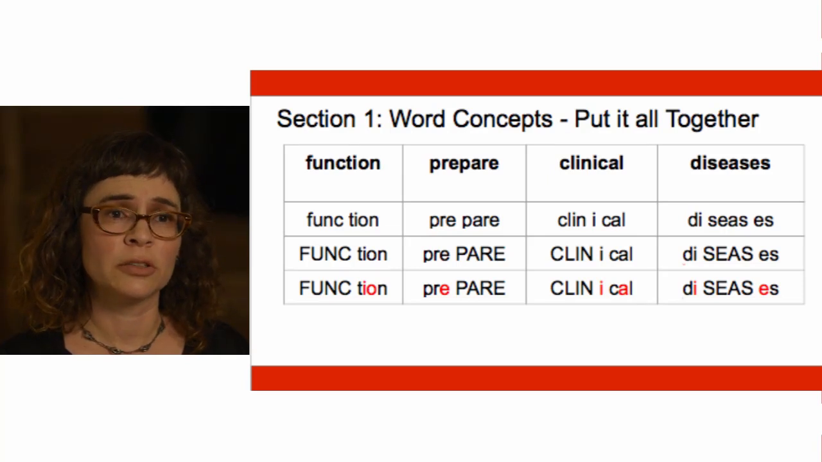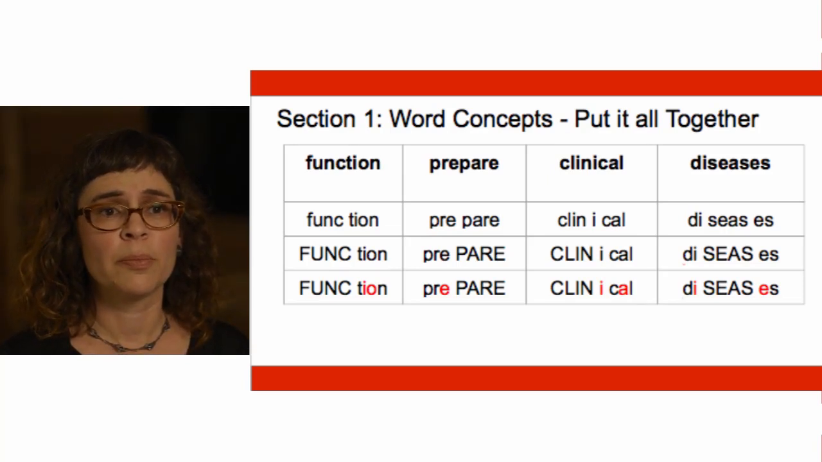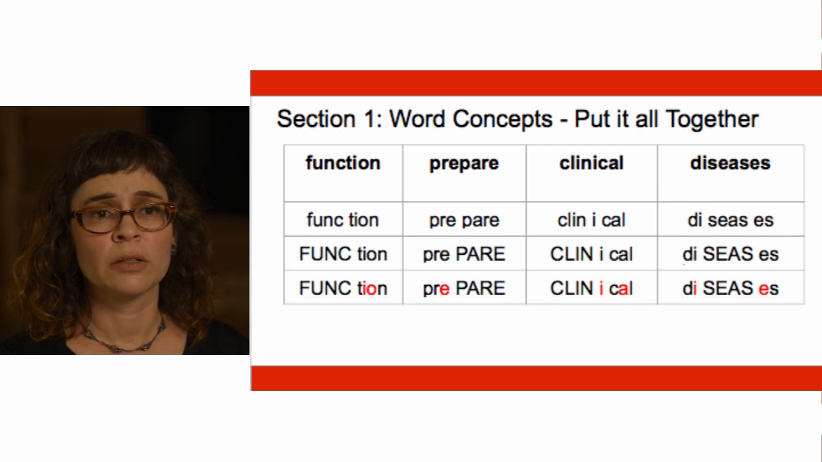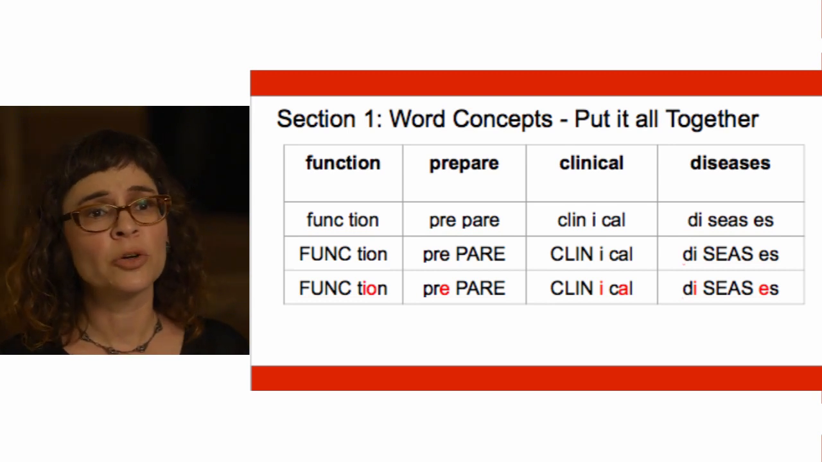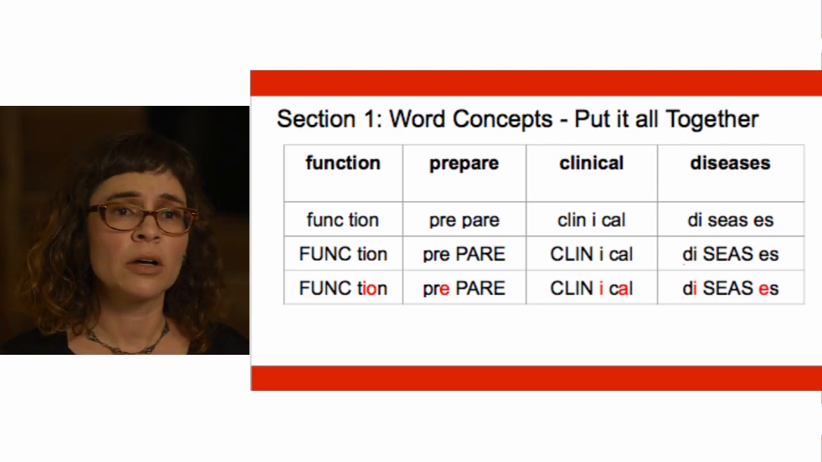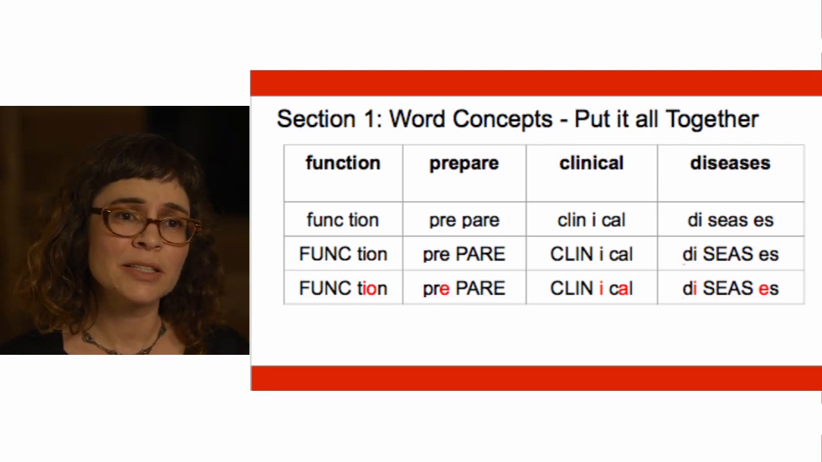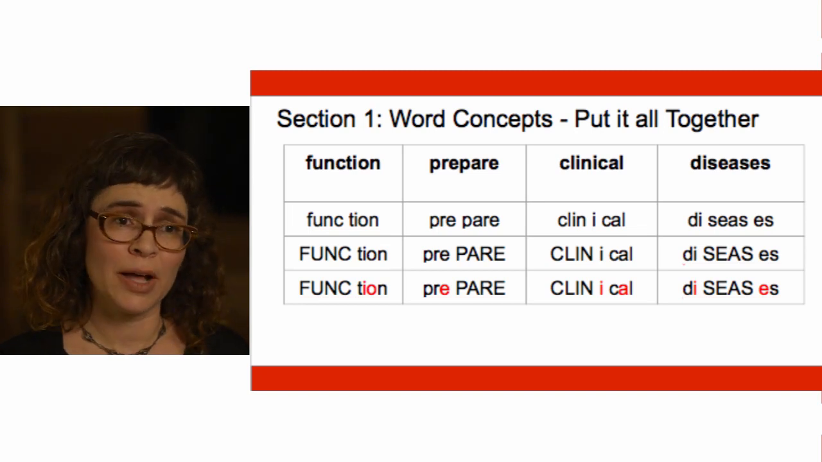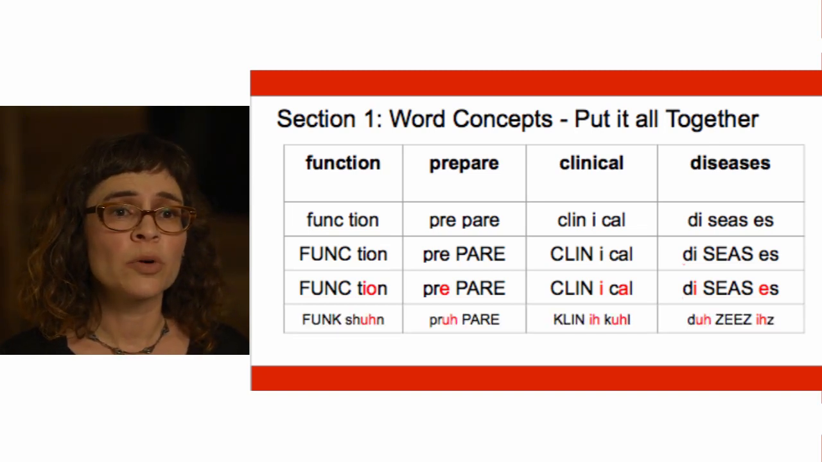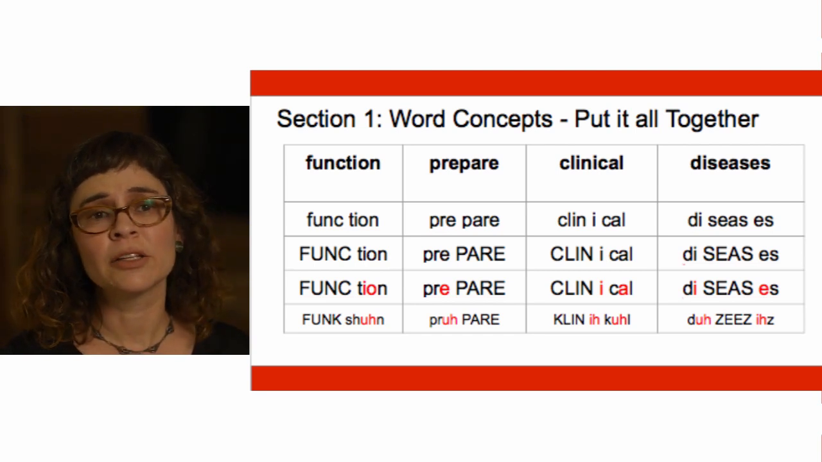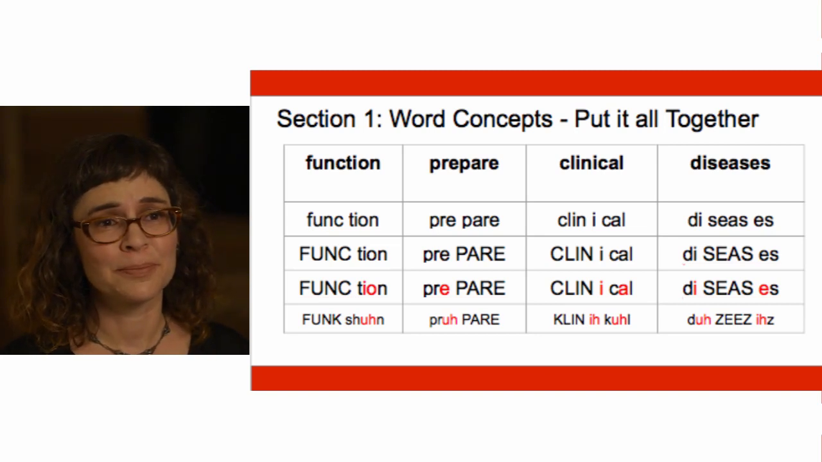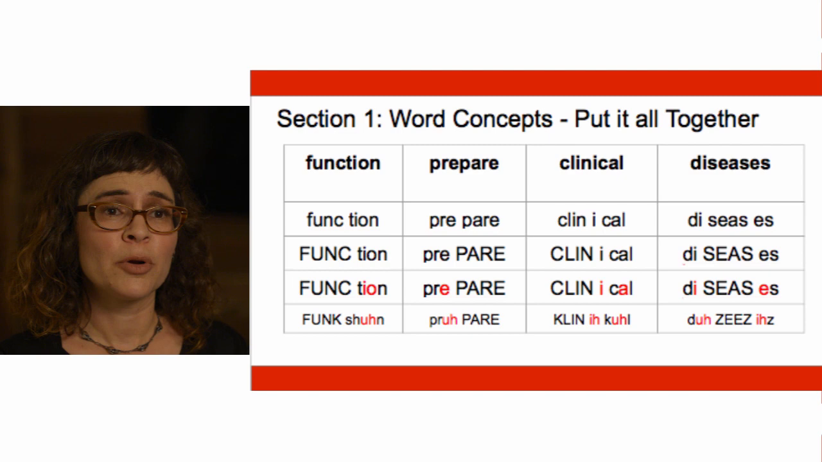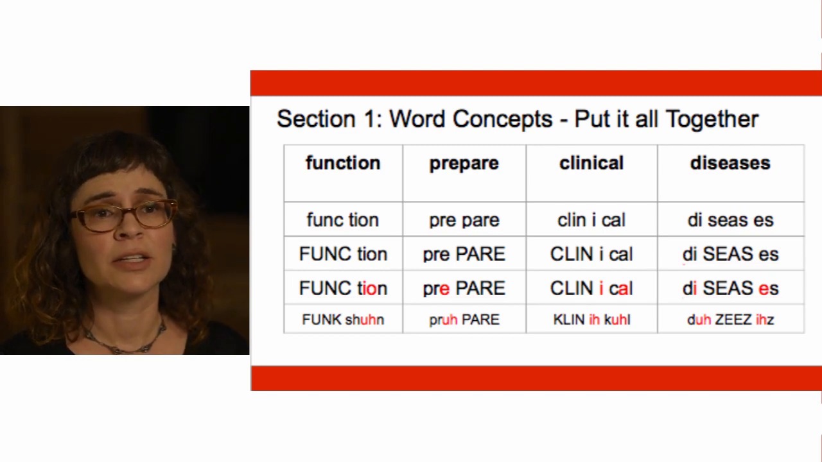Shun, function, prepare, ical, clinical, is, diseases. Just a note, not all unstressed syllables are uh or I, but in many cases they are, regardless of how the word is spelled. Finally, let's look at the words sounded out. Remember, English is non-phonetic, meaning spellings don't directly match sounds. Function, prepare, clinical, diseases.